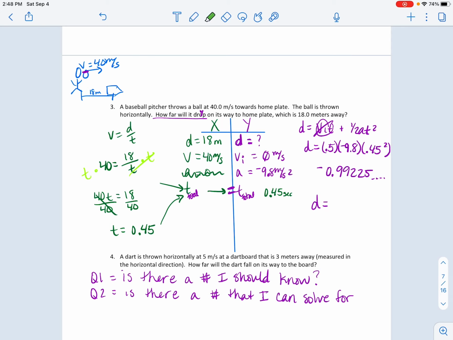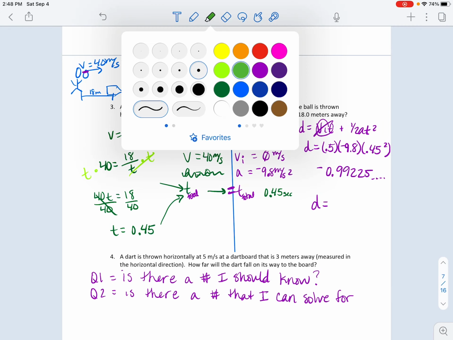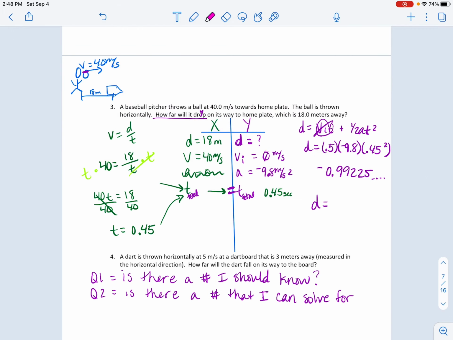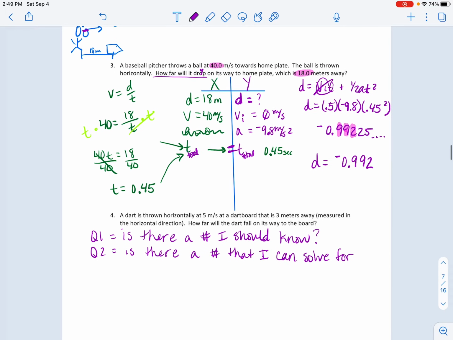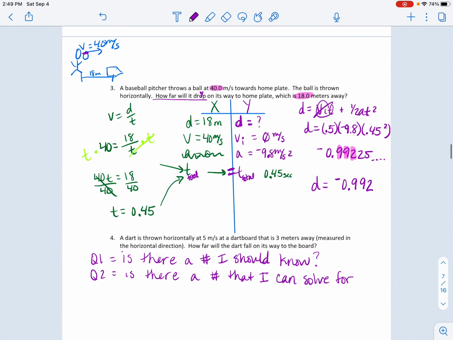So let's look at our original measured values from the problem. And so we see that we had 40.0 as our first measured value and 18.0. Both of those have 3 sig figs. Leading zeros are not significant. So 1, 2, 3 significant figures. So I am going to write negative 0.992. Remember, this 2 stays the same. It has to be followed by a 5 or more in order to bump up to a 3. And then our unit here is meters.